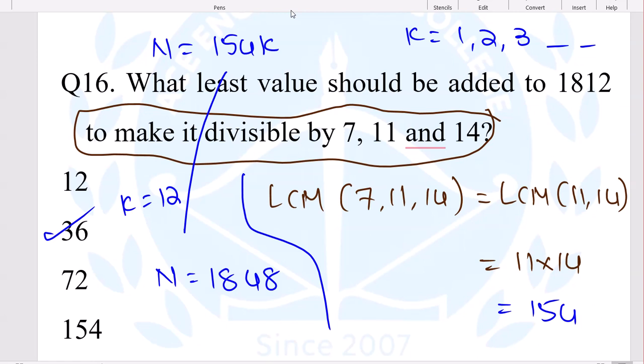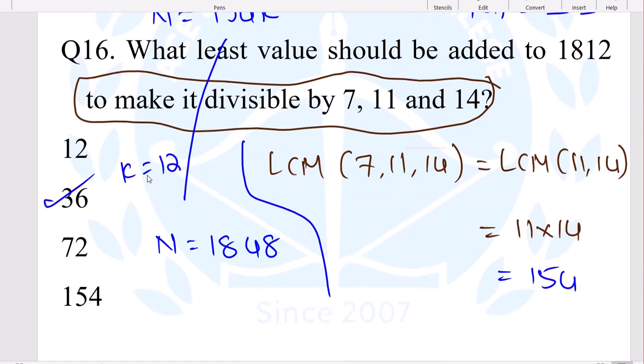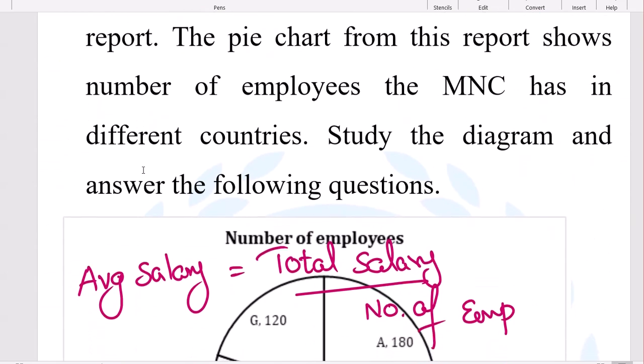Then it is satisfying the least value. Next time they may ask what least value should be subtracted from that. What least value must be subtracted from 1812 to be a multiple? Then k value should be 11. I require a number less than 1812 because they said subtracting should make it divisible. Added means more than that. Likewise, please think about the changes required in the question. What can be done? Don't byheart, please. Understand and apply.